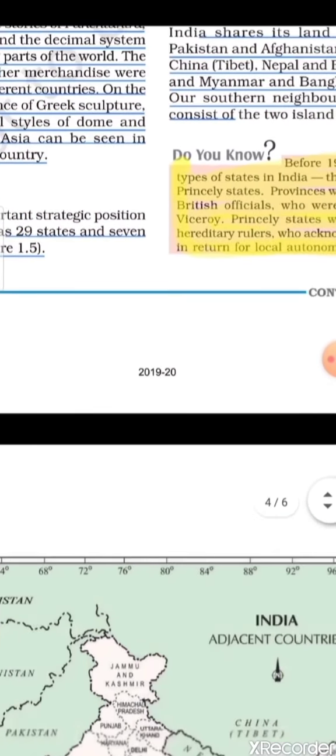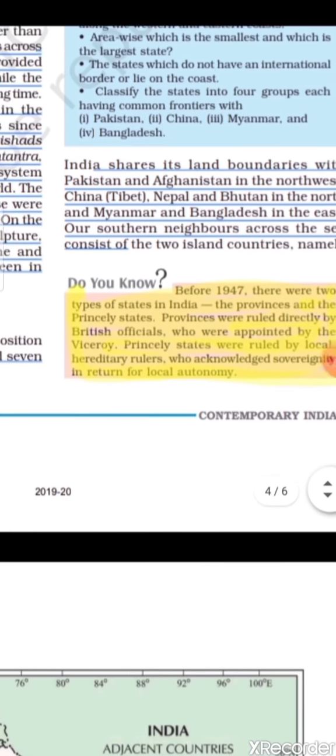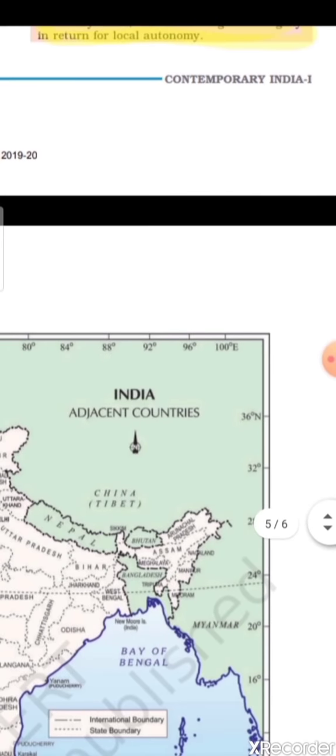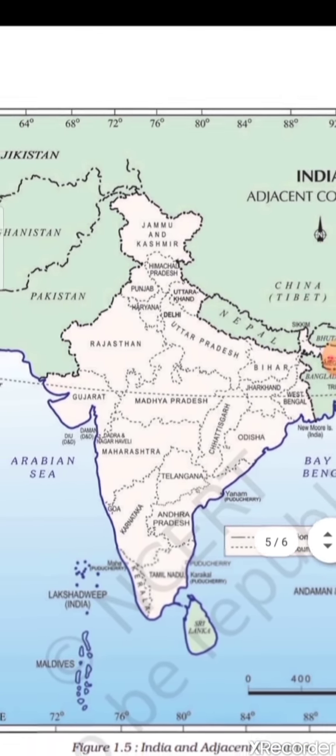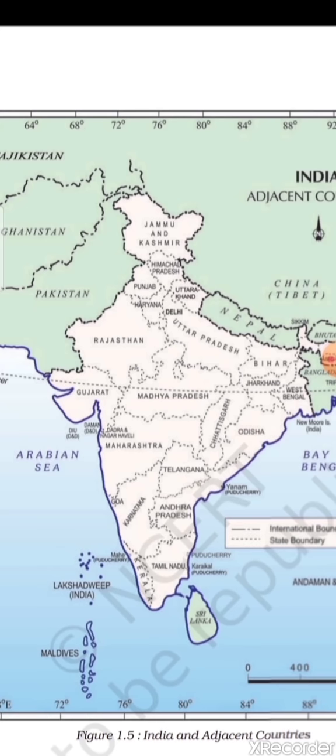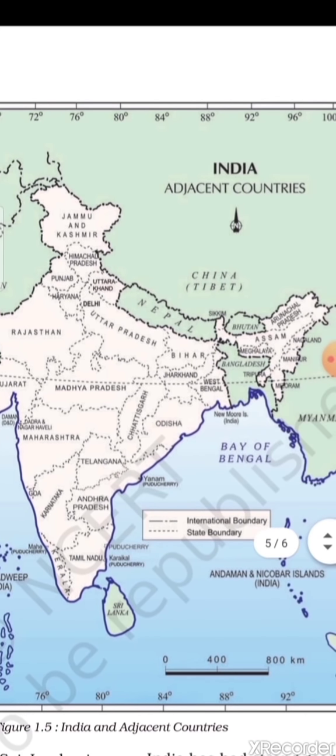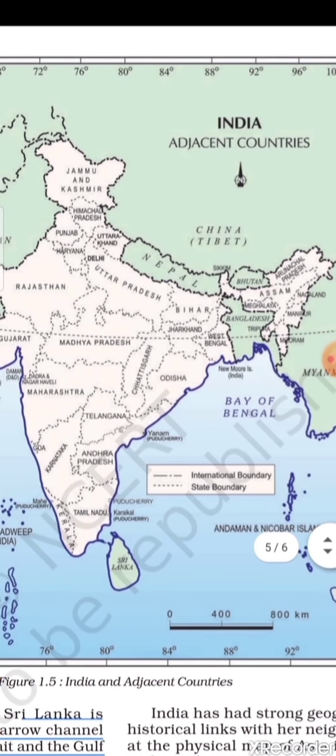Now we'll see which are the countries with which India shares its boundaries. Through this map, we can see that in the west, India shares its boundary with Pakistan and Afghanistan. In the east, India shares its boundary with Nepal, Tibet, Bhutan, Bangladesh and Myanmar. Many people think that Tibet is part of India, but that is not right. Tibet is part of China.